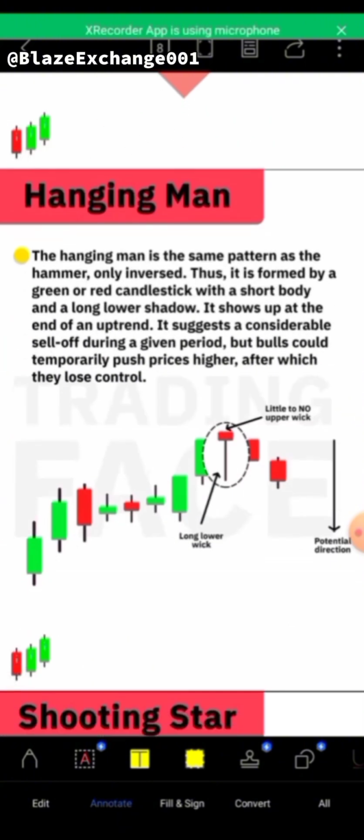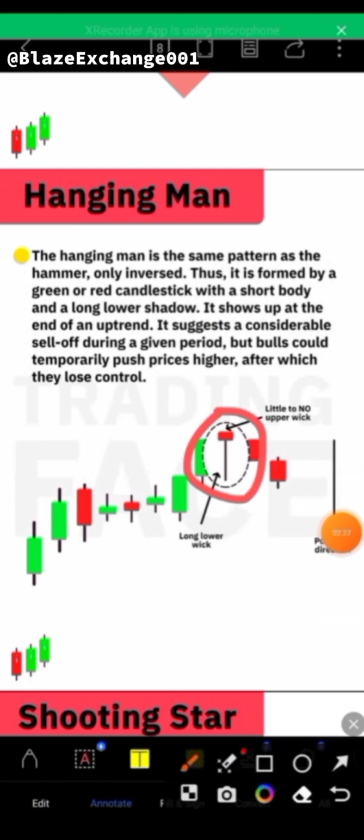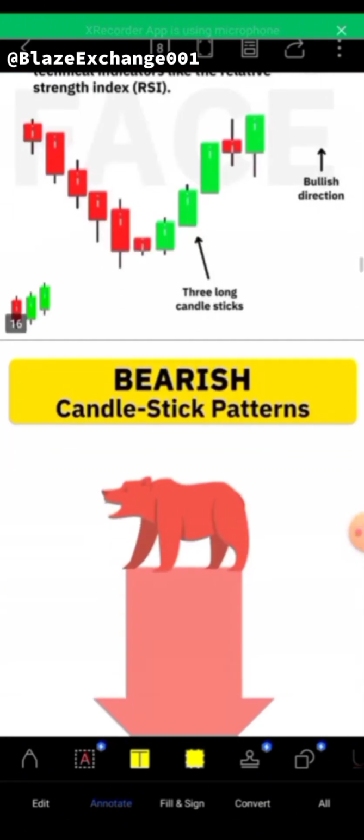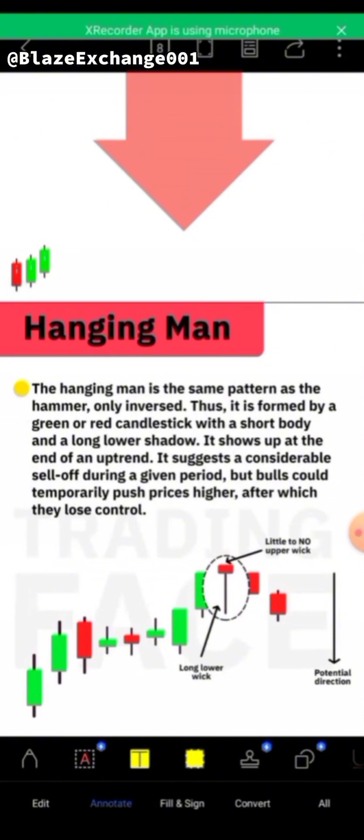They say the hanging man is the same pattern as the hammer, only reversed. Do you understand? You see this particular candlestick here. It looks exactly like the hammer, the hammer I just explained. There's a short body at the top with a wick at the bottom. But note this first: here we have a red body with a long wick below.